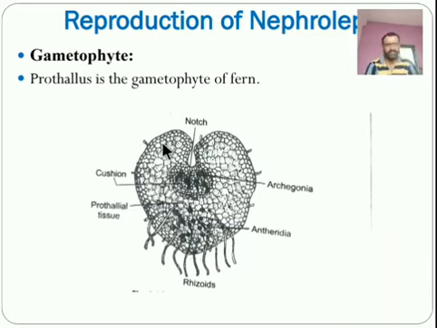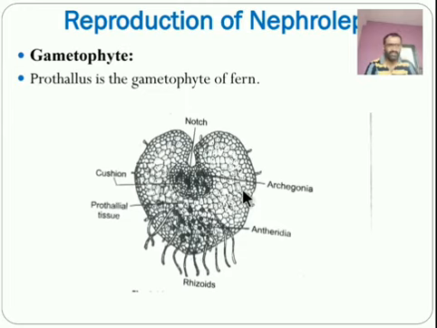We know that the sporophytic generation is dominant, and the gametophytic generation is reduced, and it is a thallus. The prothallus is the gametophyte of the fern. This is the prothallus, and it is haploid, because it develops from the haploid spore. So it is a haploid structure. It is dorsiventrally flattened, green, delicate, heart-shaped, and measures only about 5 millimeters.